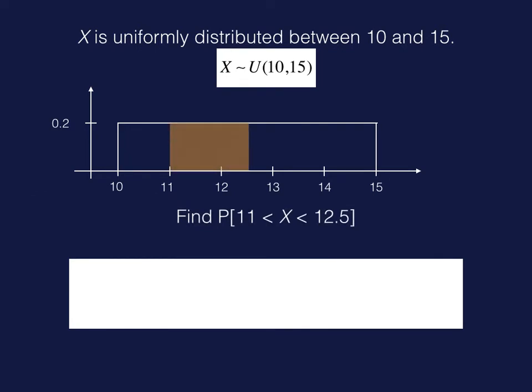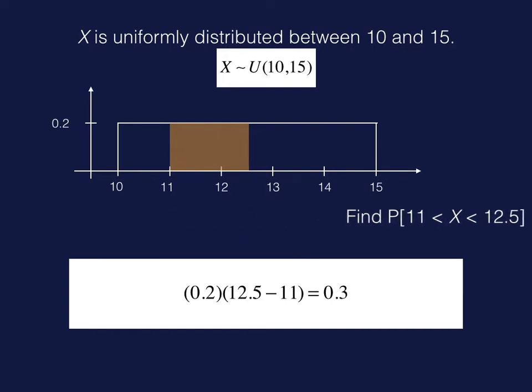And I want to find the probability that x is between 11 and 12.5. I've gone ahead and highlighted the area for you. So it's just the area of that rectangle. Since the height we know is 0.2, the probability is 0.3. Okay, simple enough. You just have to find the area of the rectangle.